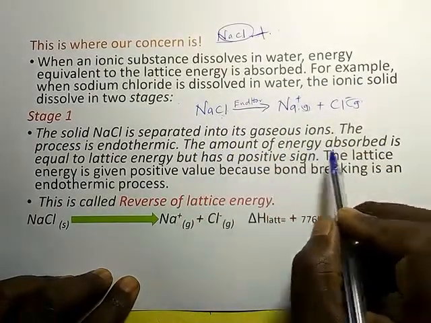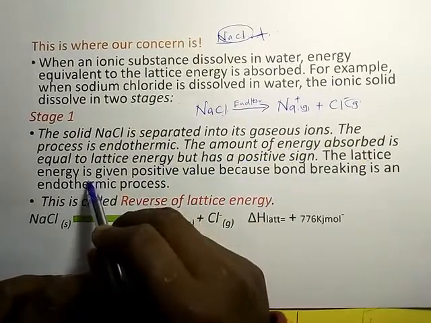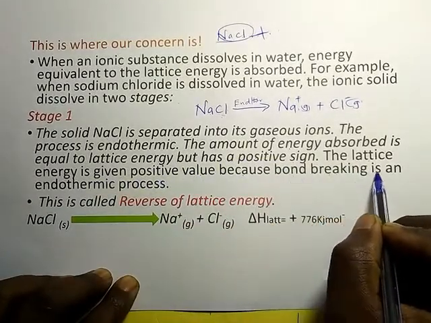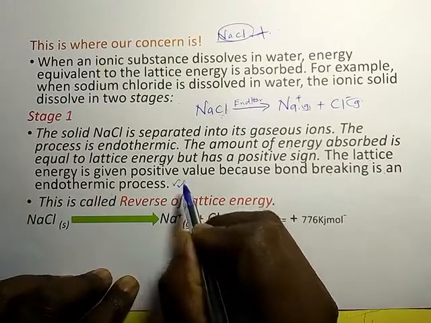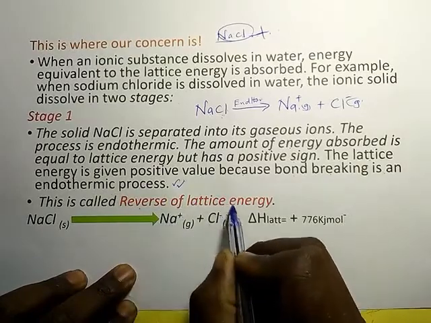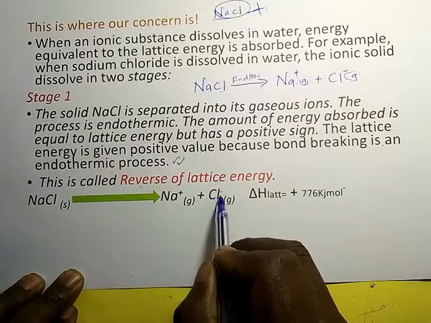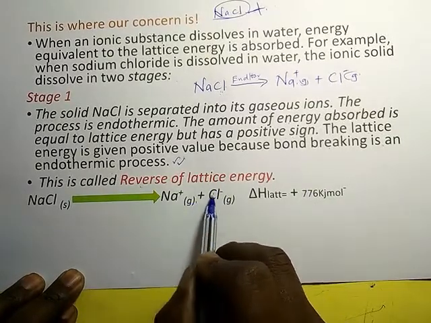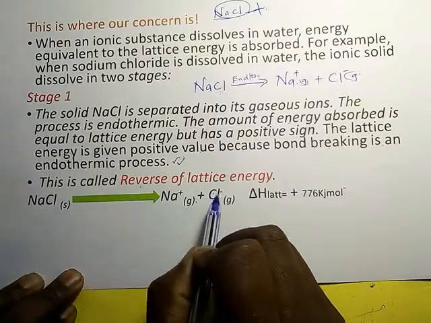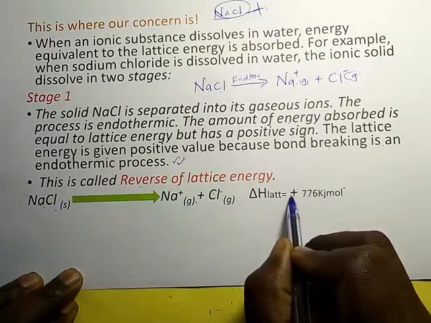The amount of energy absorbed is equal to lattice energy, but has a positive sign. The value is positive because bond breaking is an endothermic process. Very, very important. This is called the reverse of lattice energy. Remember, lattice energy was the gaseous ions forming sodium chloride. So when you go this way, you form the bonds of sodium chloride, and the lattice energy is negative.